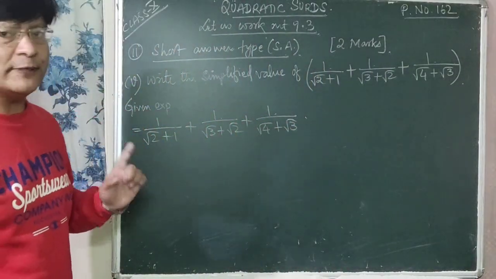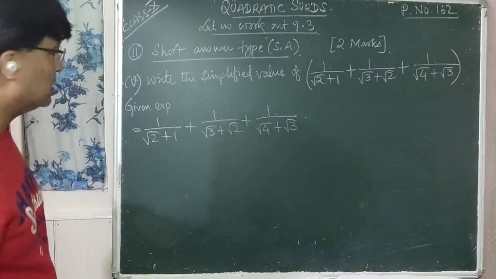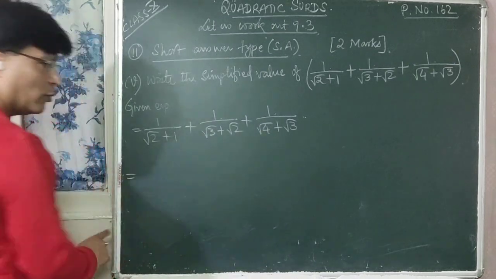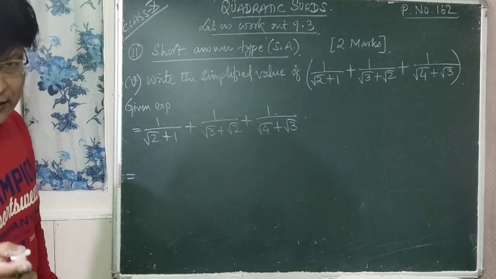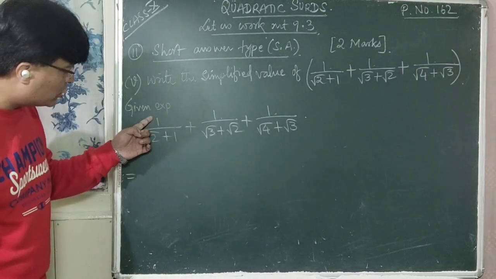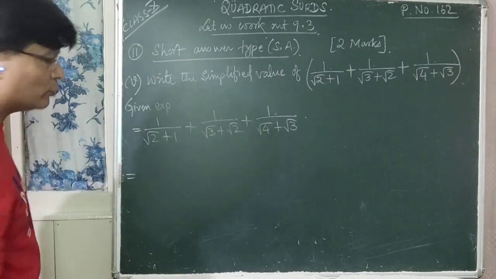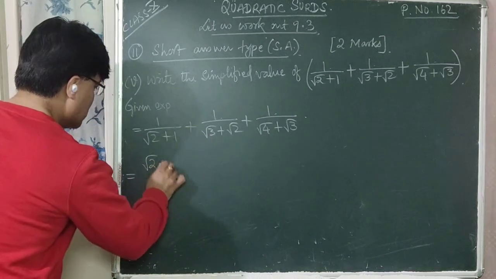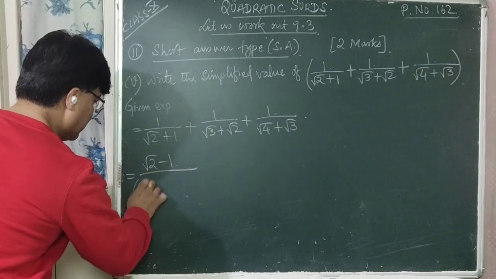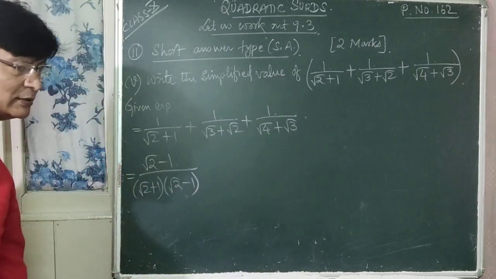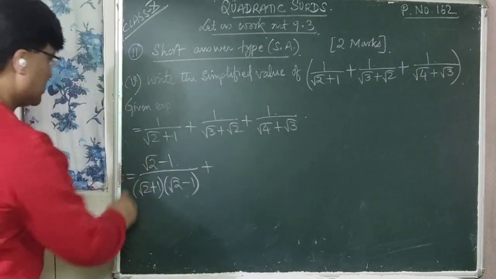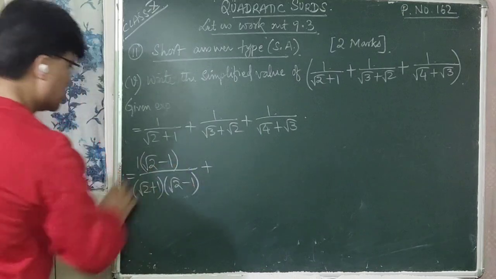That means you have to remove the square root from the denominator, right? So what is the rationalizing factor of root 2 plus 1? It is root 2 minus 1. So you have to multiply both numerator and denominator by root 2 minus 1, right? So it is (root 2 minus 1) divided by (root 2 plus 1) into (root 2 minus 1). Is that clear? Plus, similarly here, let us write 1 into this one.